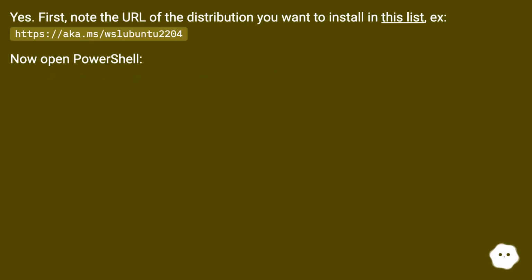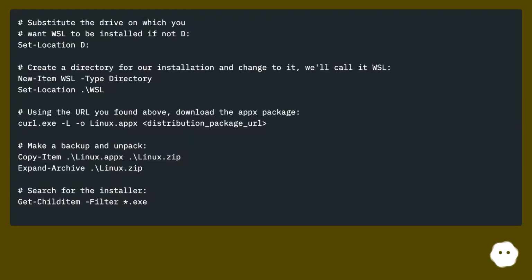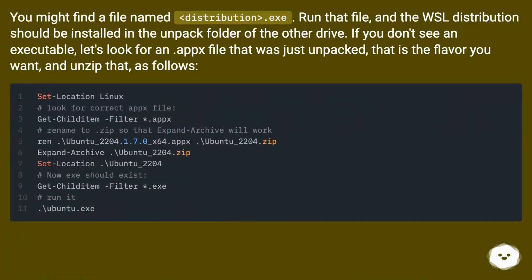Yes. First, note the URL of the distribution you want to install in this list, for example https://aka.ms/wslubuntu2204. Now open PowerShell. You might find a file named .exe. Run that file, and the WSL distribution should be installed in the unpacked folder of the other drive.